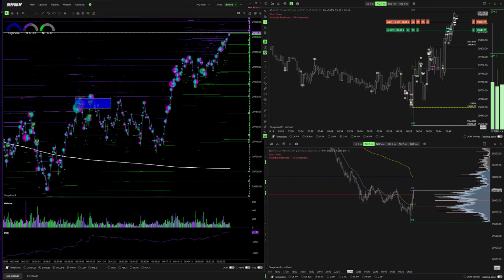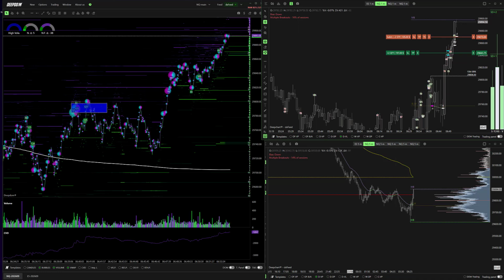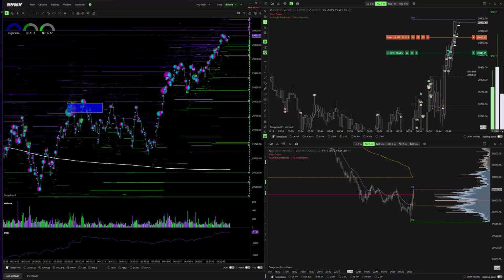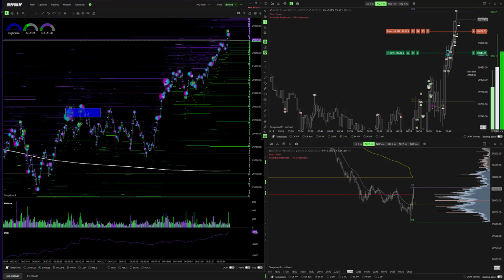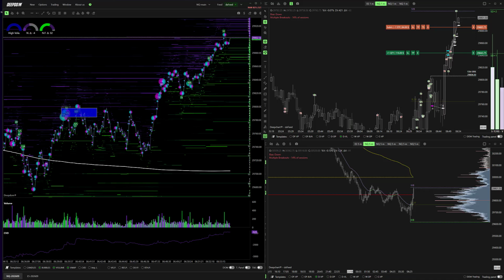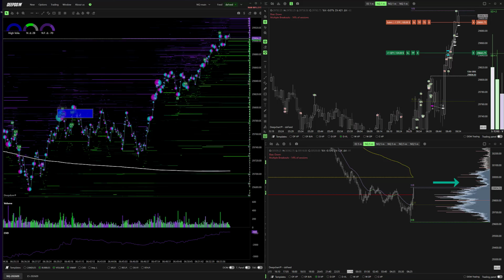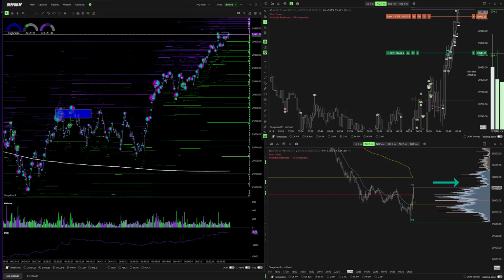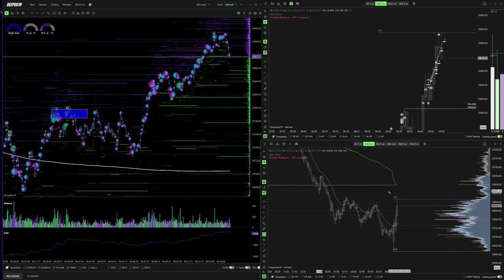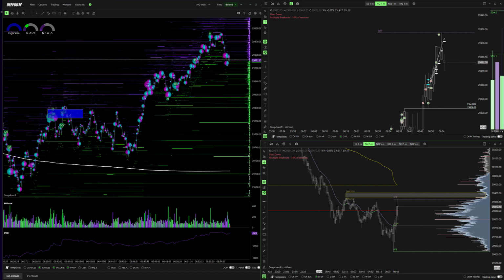I entered with the expectation that the sellers at the high would be trapped and maybe help fuel the move since they have to cover. The breakout worked as expected and provided a clean continuation trade. The target for this trade was the low volume node above and also VWAP, but I only managed to hold the trade to the low volume node, and I scaled along the way.